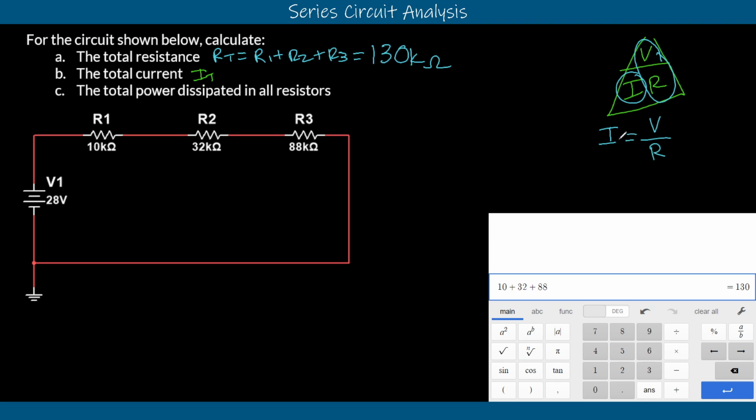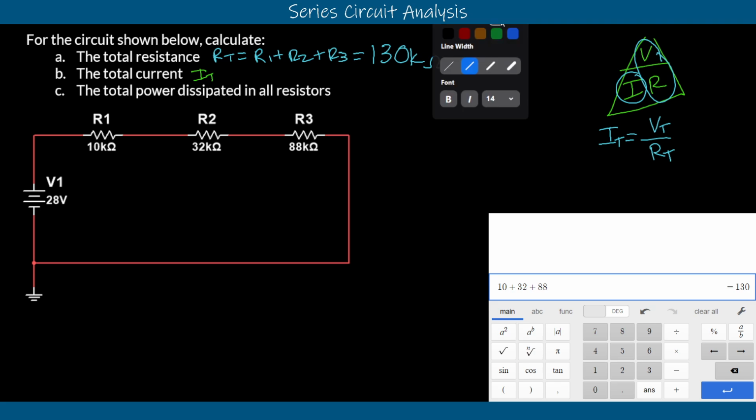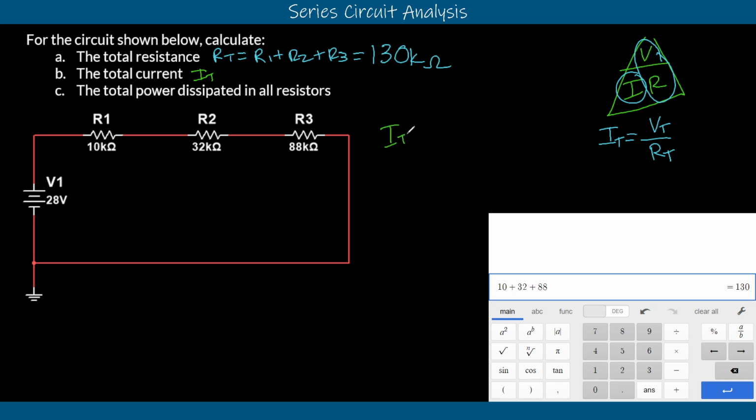Specifically, since we're looking for the total current, we'll need the total voltage and the total resistance. We have the total voltage. Since there's only one voltage source in the circuit, we know that that has to be the total voltage. We just found the total resistance because we just calculated it up here, right? So 130,000. So we can just plug that in. We can say that our current, IT, is equal to our voltage source of 28 volts divided by our total resistance of 130,000 ohms.